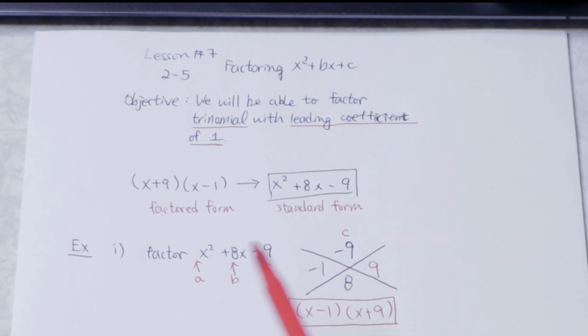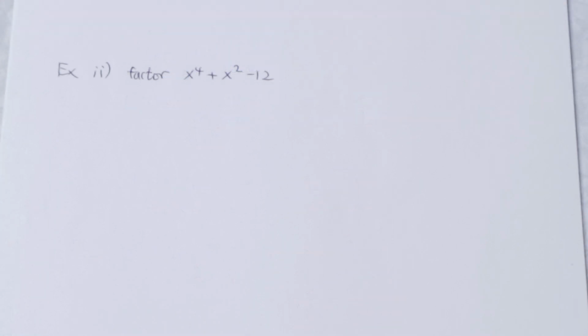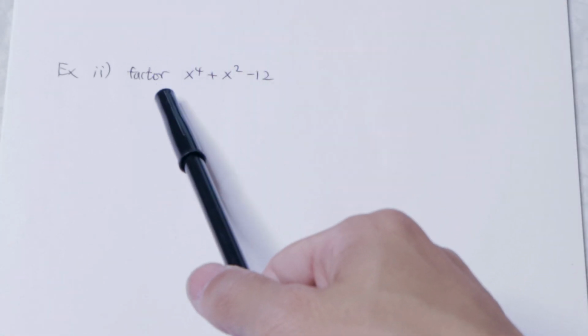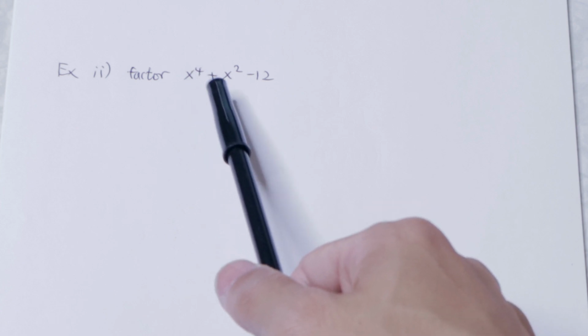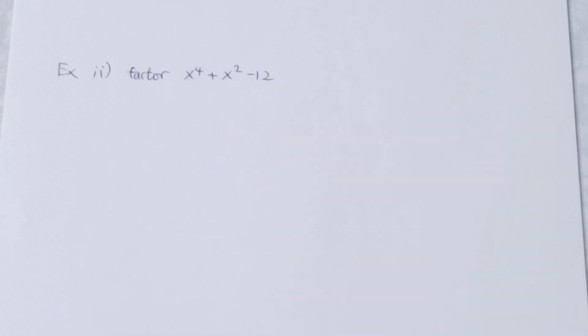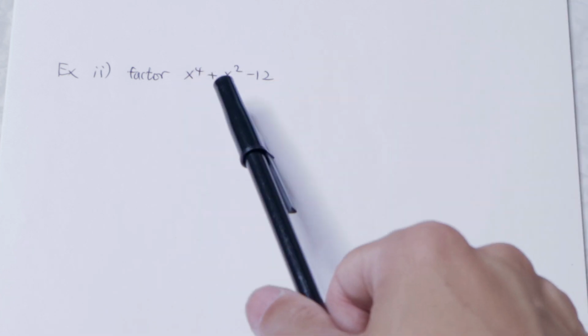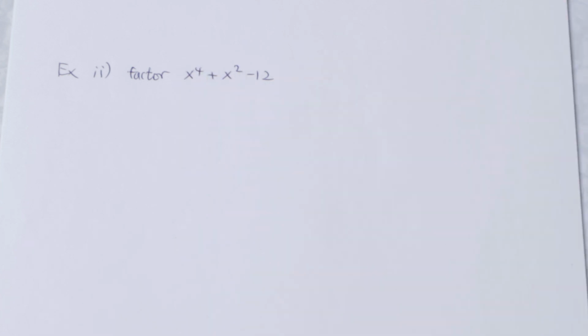So, in other words, the factor form of x squared plus 8x minus 9 is x minus 1 multiplied by x plus 9. In the next example, we're going to take a look at a very similar problem. Here we have: factor x to the 4th power plus x squared minus 12. You notice that the leading coefficient is also 1, but the degree is not 2 anymore. In this case, it's 4.